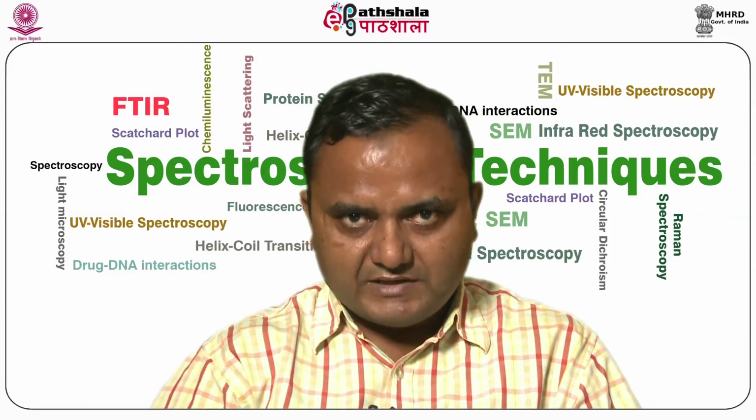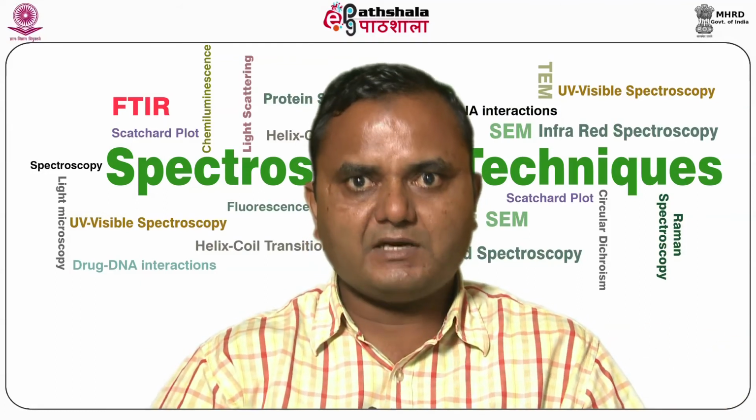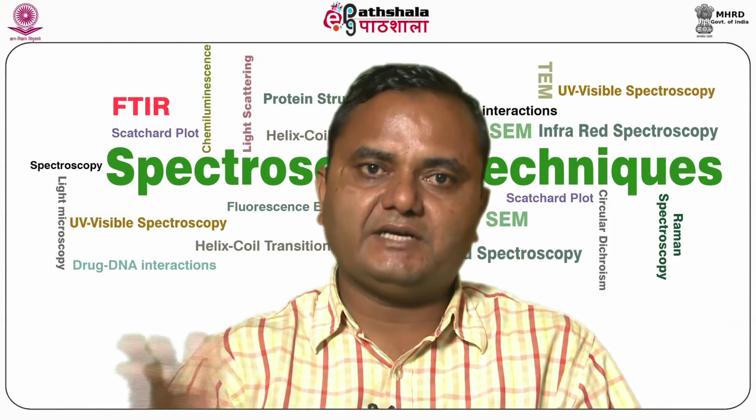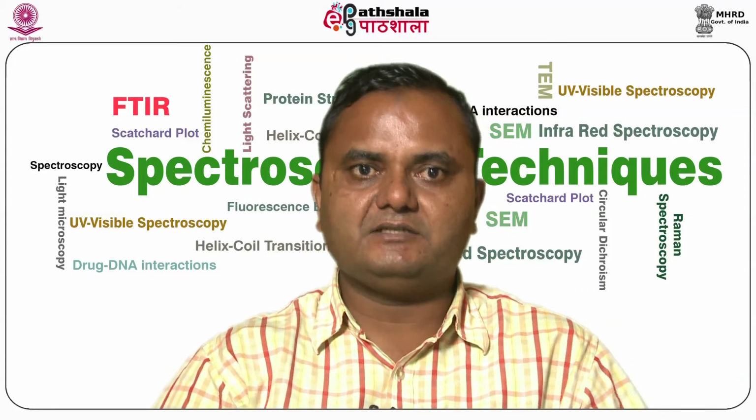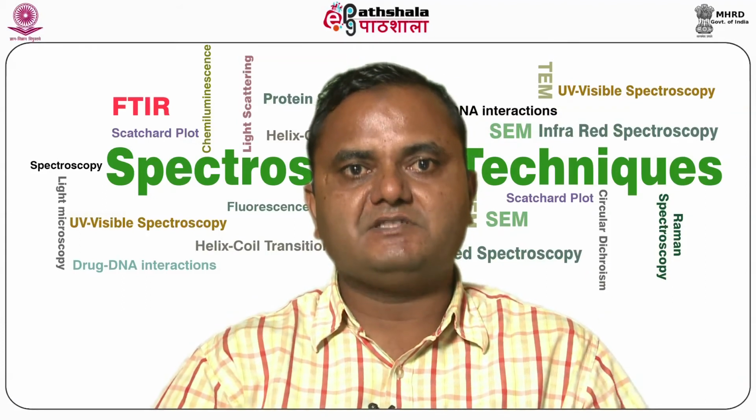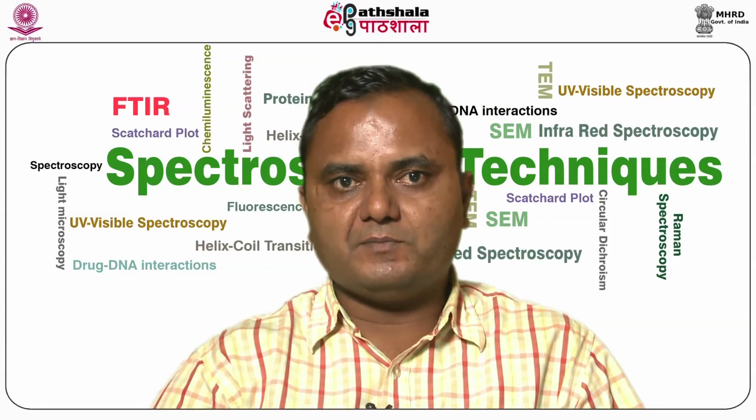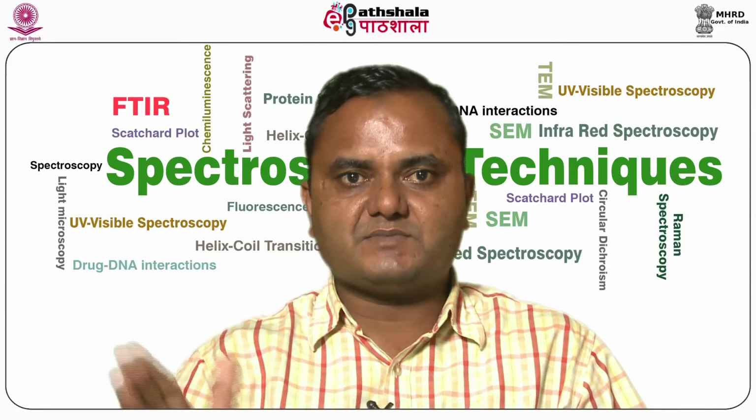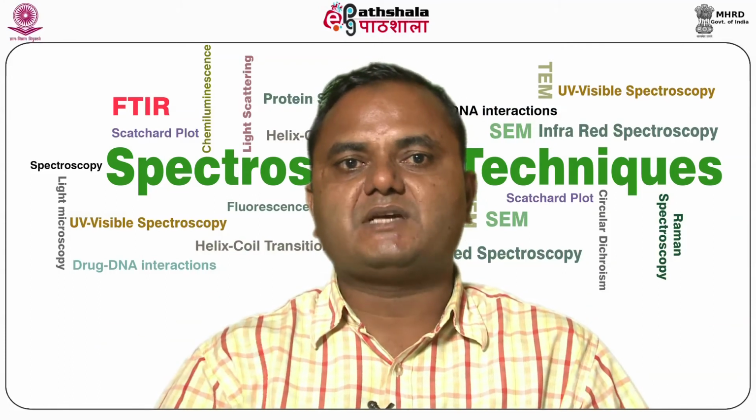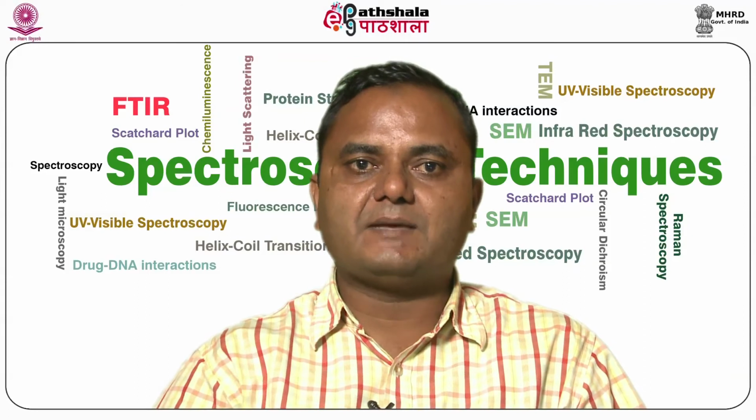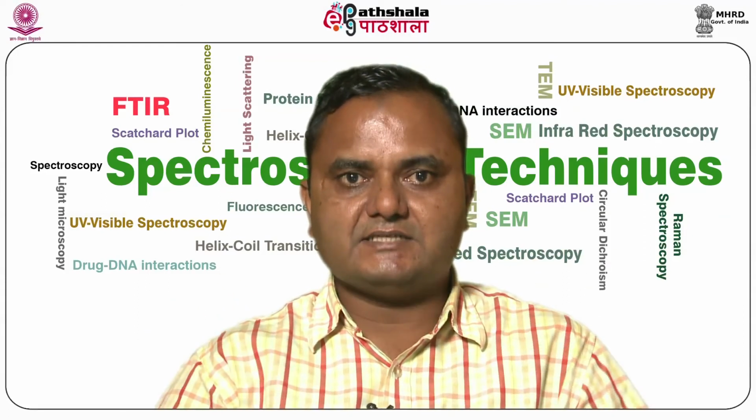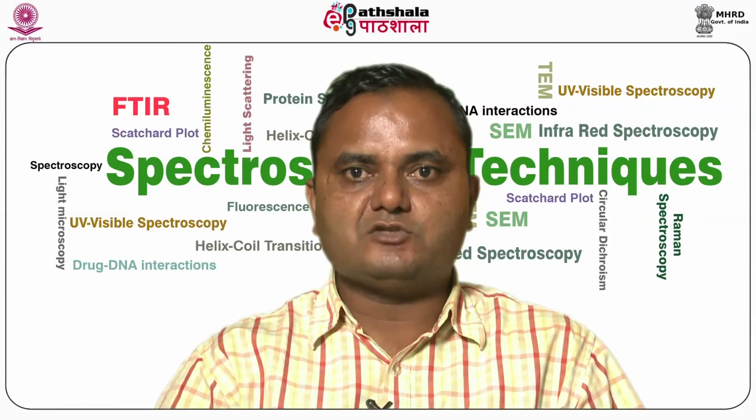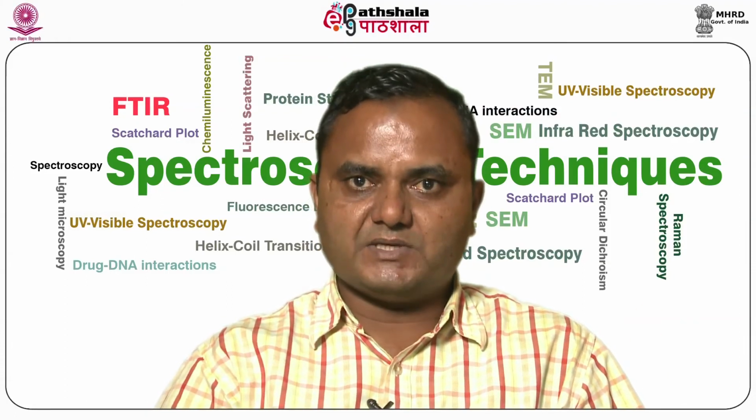Now we talk about flame photometry. In flame photometry, samples are introduced to the flame to obtain neutral atoms. The emission of radiation by neutral atoms is measured. The neutral atoms are obtained by introduction of the sample into the flame, and hence it is named flame photometry. Since radiation is emitted, it is also called flame emission spectroscopy.